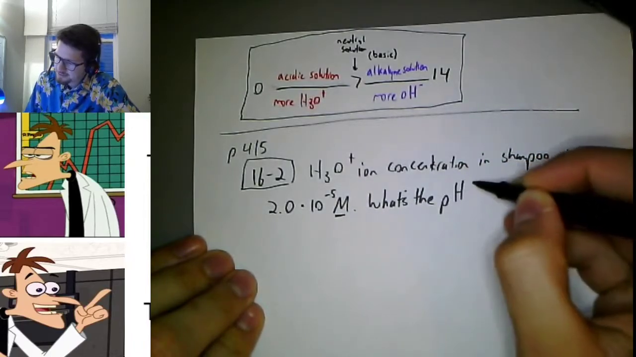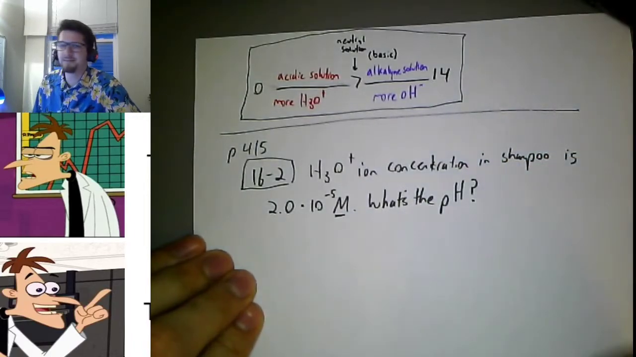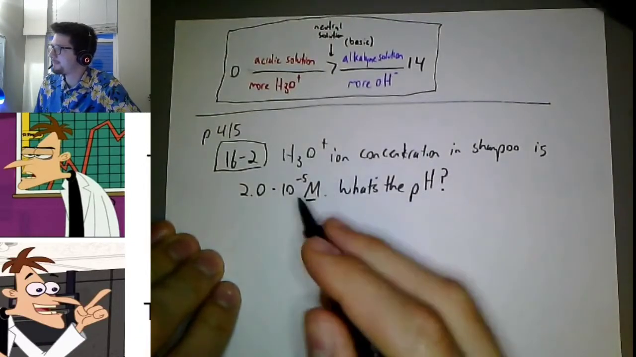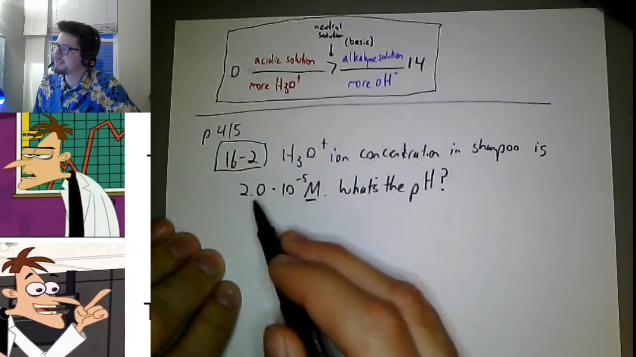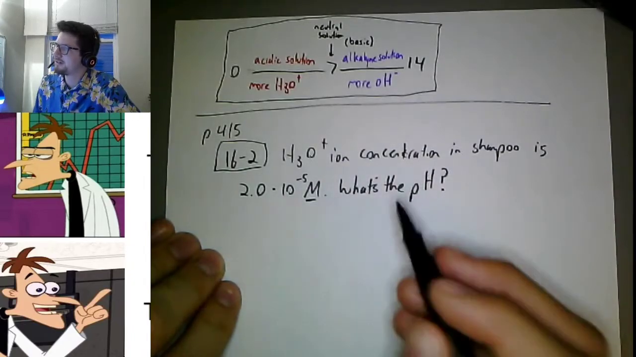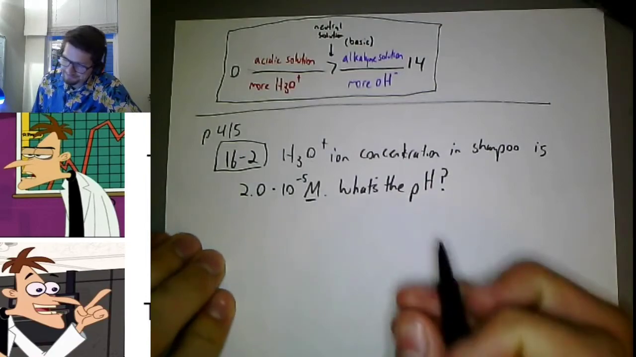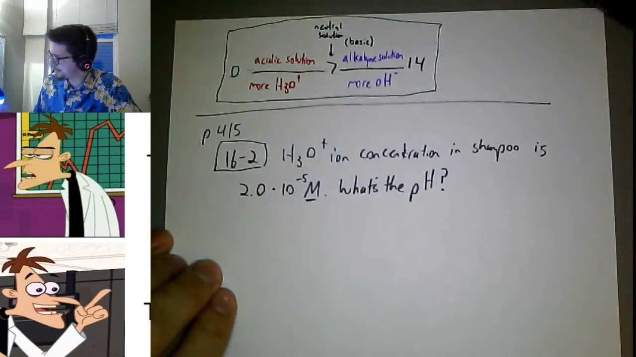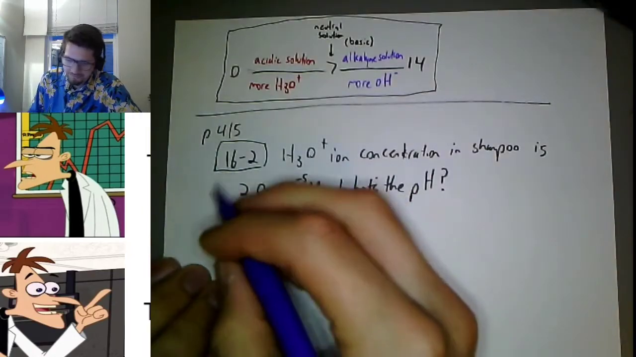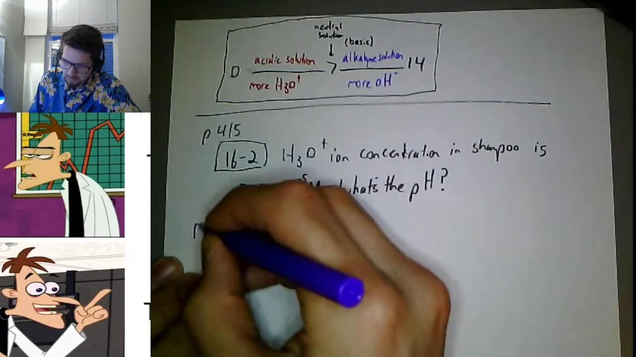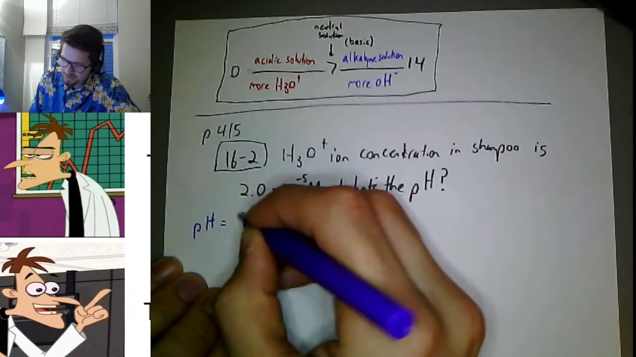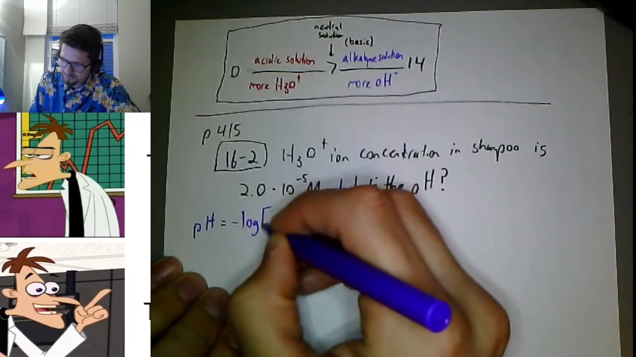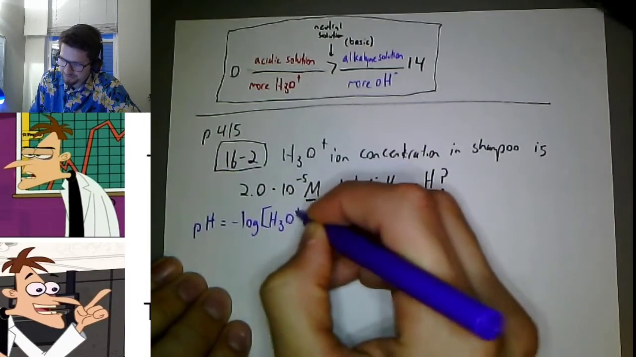And you don't have to copy this problem down with me, because it's in the book. But the hydronium ion concentration in shampoo is 2.0 times 10 to the negative 5th molar. What is the pH? What am I supposed to do? I don't know. Actually, no, I'm kidding. I'm the teacher. I do know. So we have an equation. I just said we have an equation. And it was pH equals the negative log of the hydronium concentration.